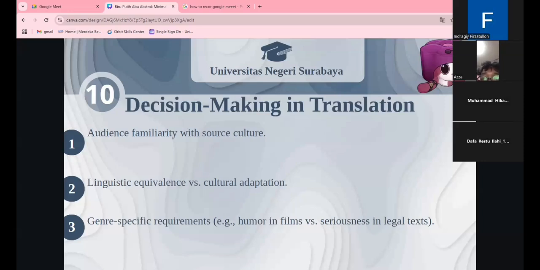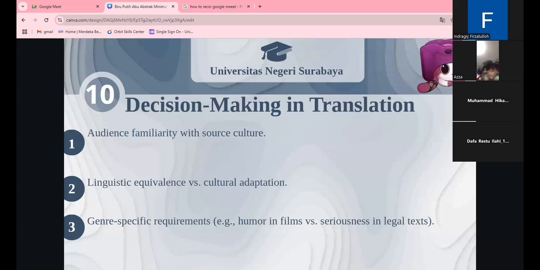Even if the words are different, this is the difference between linguistic equivalence that refers to similar words and cultural adaptation that refers to similar feeling or impact. And the third one is genre specific requirements. For example, humor in films versus seriousness in legal text.